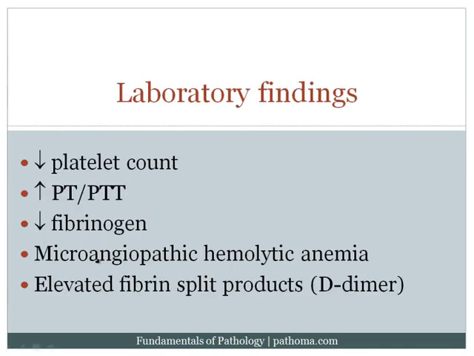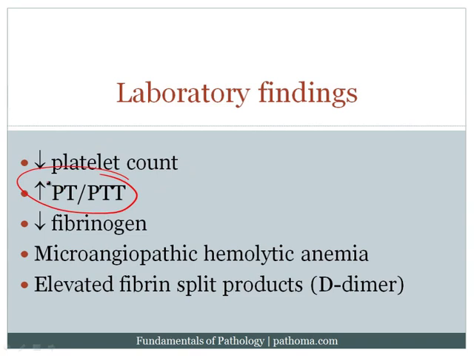Now, the laboratory findings are relatively straightforward. They're sort of based on what we already understand. So obviously, we're going to be consuming platelets because we're making platelet fibrin thrombi, so the platelet count will go down. Obviously we're going to be consuming coagulation factors because we're making platelet fibrin thrombi. So the PT and the PTT are going to go up.